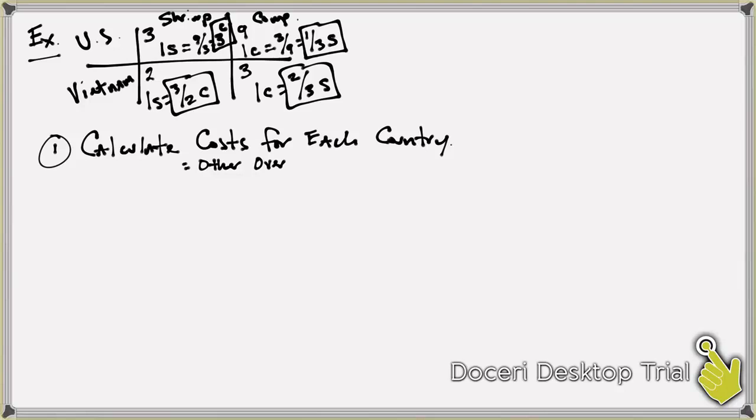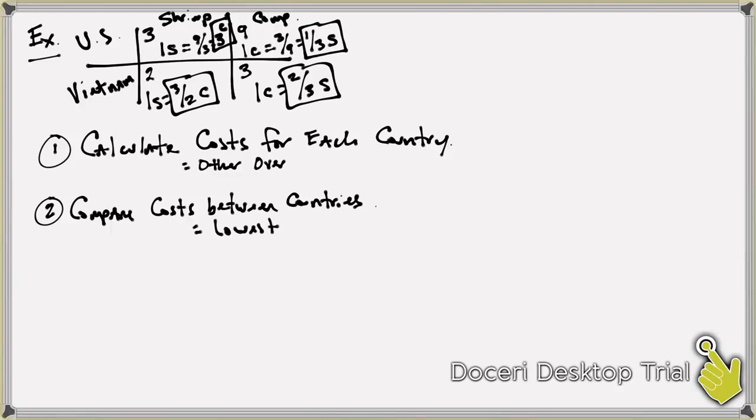Okay? Step 2, down here, is I'm going to compare costs now. Compare costs between countries. Now remember, when we looked at the definition for comparative advantage, we said that you had the comparative advantage if you can produce at the lowest cost. So I'm going to put underneath here, lowest cost wins. That'll be a good rule to live by. Lowest cost wins.